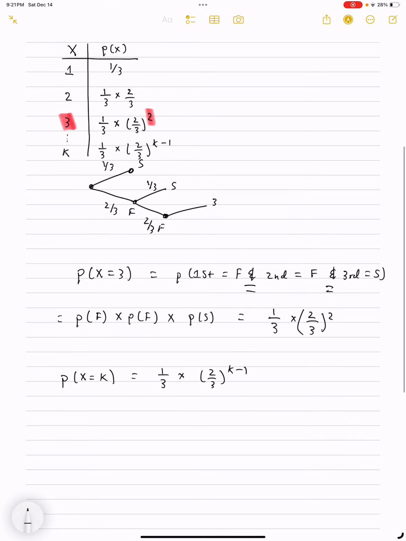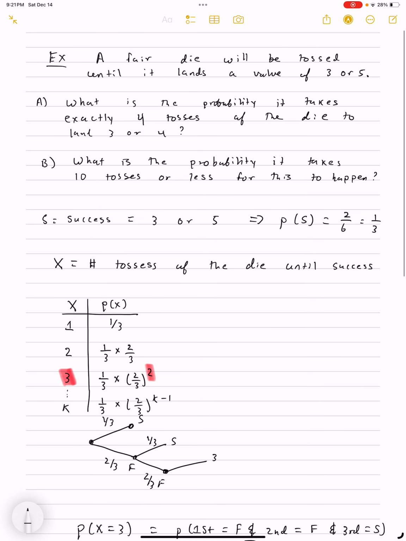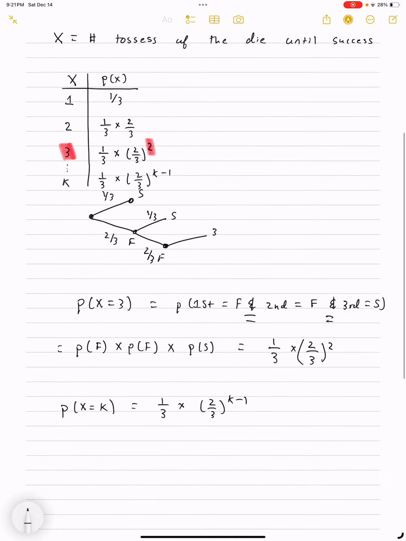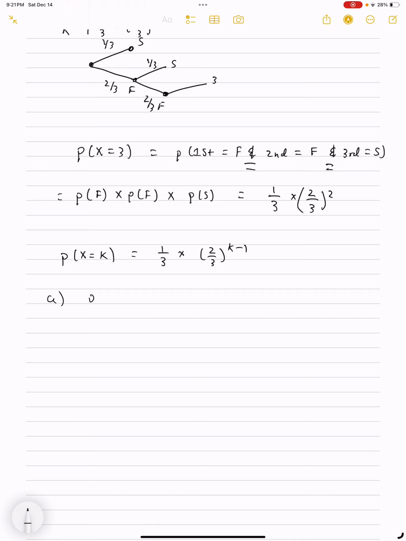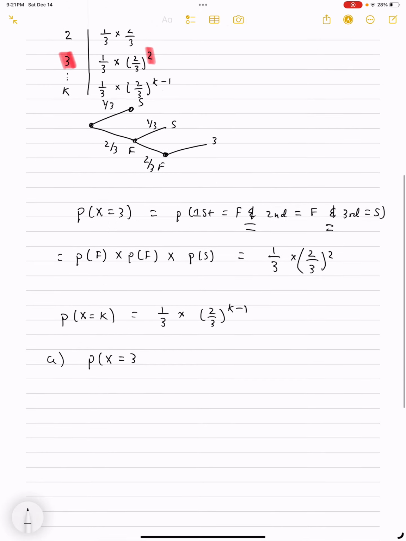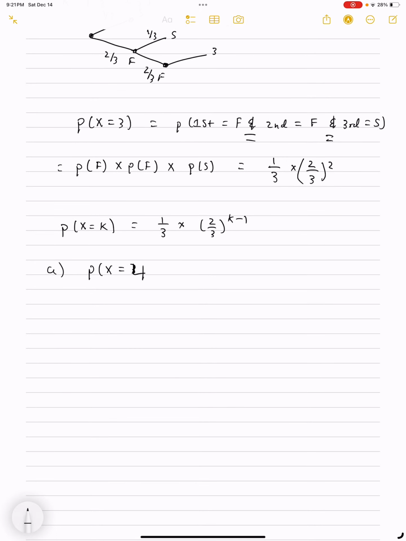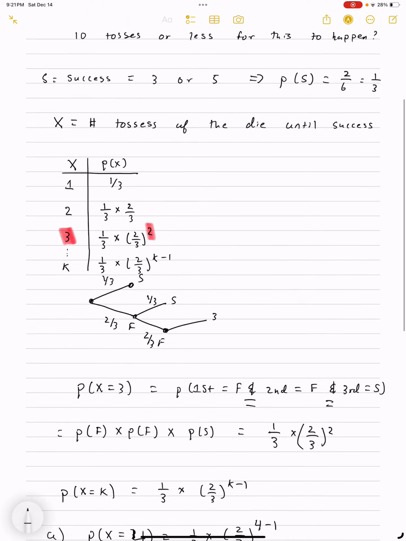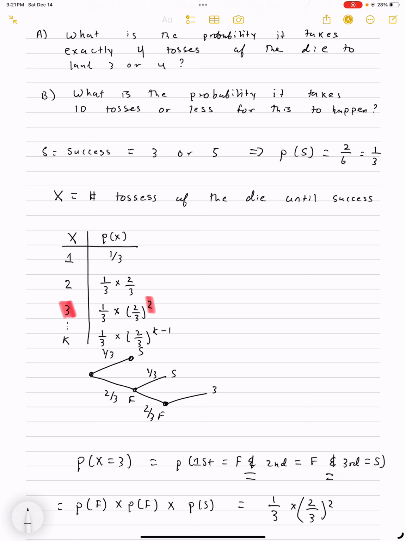And this is the probability of having k tosses of the die until we get our success. Okay, so we're asked a couple questions here. What's the probability it takes exactly 4 tosses of the coin to land 3 or 5? So to answer A, this is just probability x equals 4, which will be 1/3 times 2/3 to the 4 minus 1, and that's the exact probability. Now the second question asks, what's the probability it takes 10 tosses or less for this to happen.